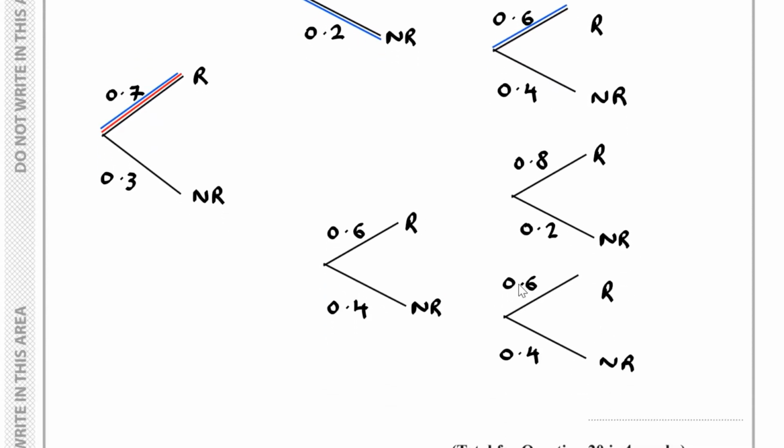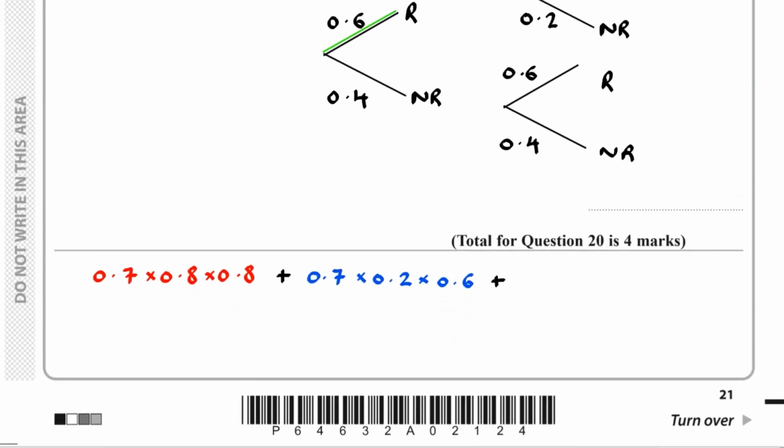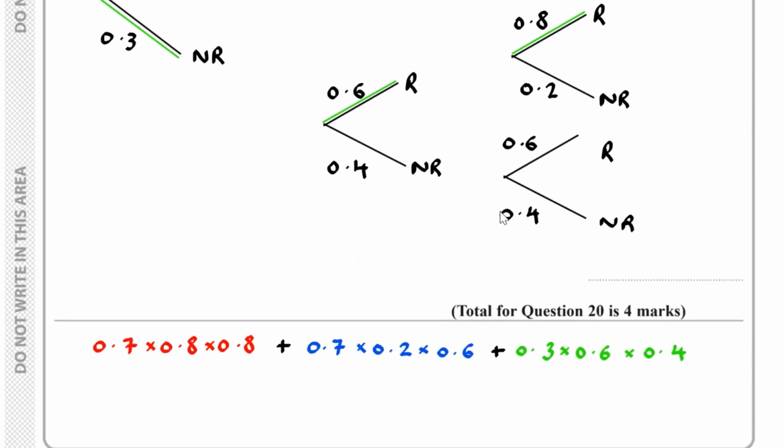Now I still want it to rain on Wednesday, so if I want it to rain on Wednesday, how could I get that? Well, I could have it not raining on Monday, then raining on Tuesday, then raining on Wednesday. So if I work that out, I've got 0.3 times 0.6 times 0.8.